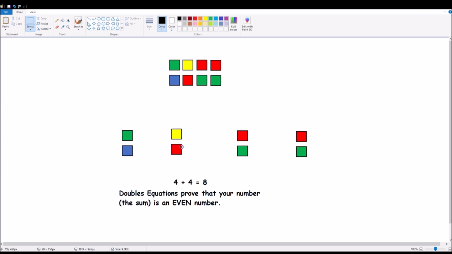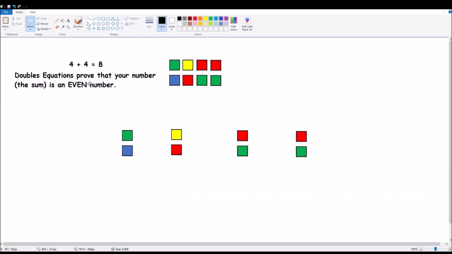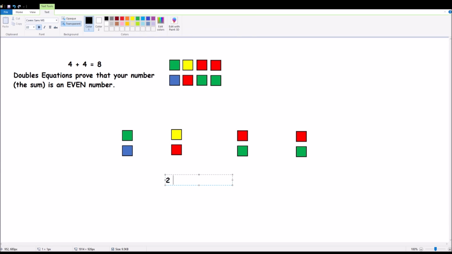You could make these groups right here. You could make groups of 2. And if you have groups of 2, well, that's going to give you a different kind of doubles, okay? In this case, you are going to have the equation 2 plus 2 plus 2 plus 2 is equal to 8. Now this is not the equation that proves that the number 8 is doubles.